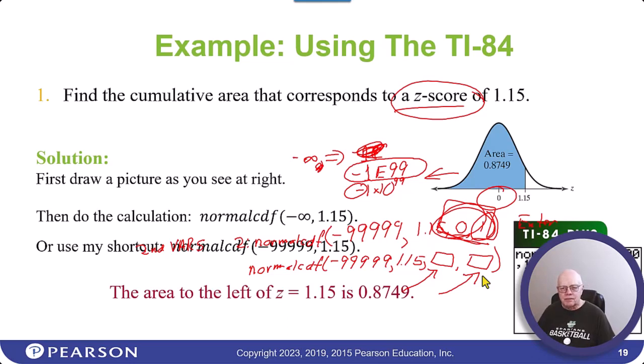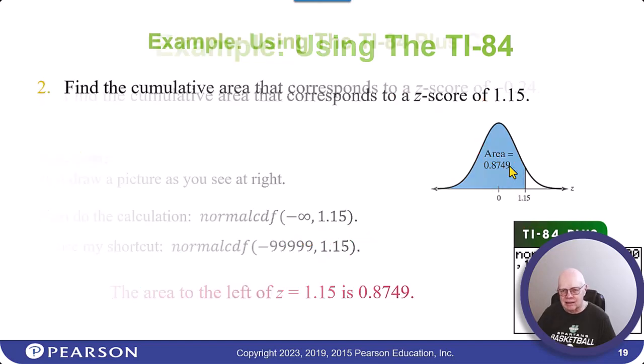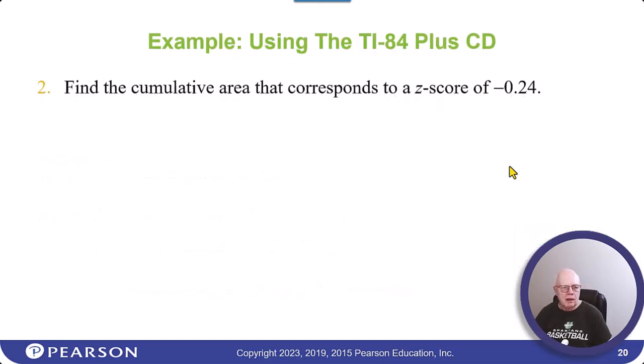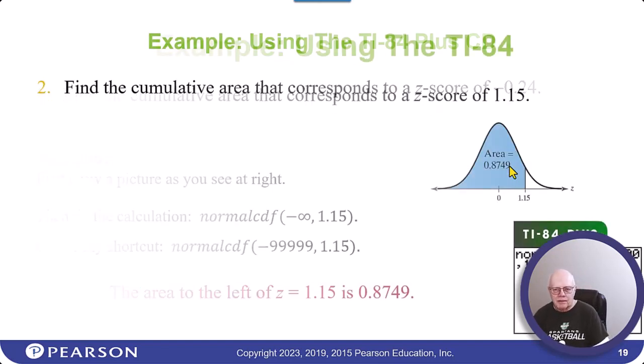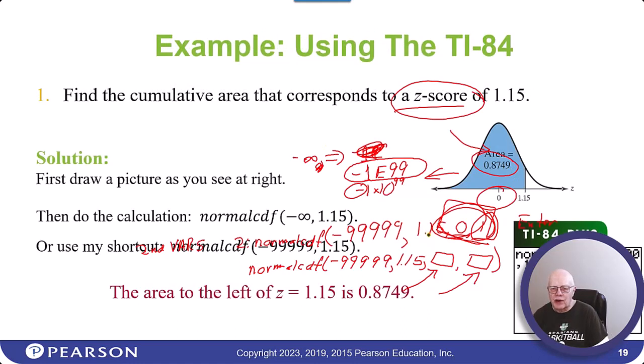And the area, we've already talked about that. If you look at the picture up here, the picture is so important. It's more than half, which means that 0.8749 for an area makes sense. By the way, you notice we have a picture here on the bottom of what your calculator screen is going to look like if you're using the TI-84 Plus.